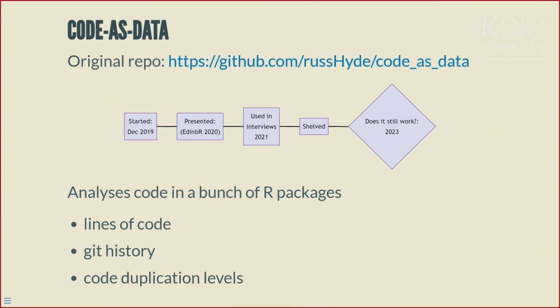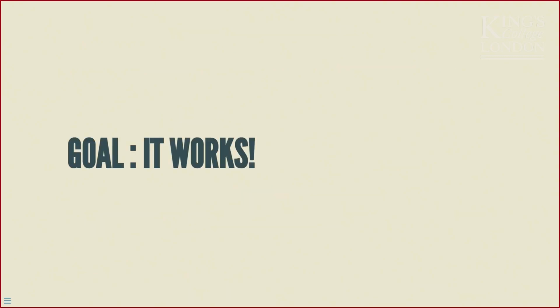So it analyzes things like the lines of code, how big the functions are. It analyzes the social history of the repository, who contributes to what, who touches which files. And because I was writing a package at the time, called Dupree, that finds duplicated code in R projects, I was quite interested to see how much of that there was. We're not going to talk about any of the results from it. We're going to talk about the code itself today.